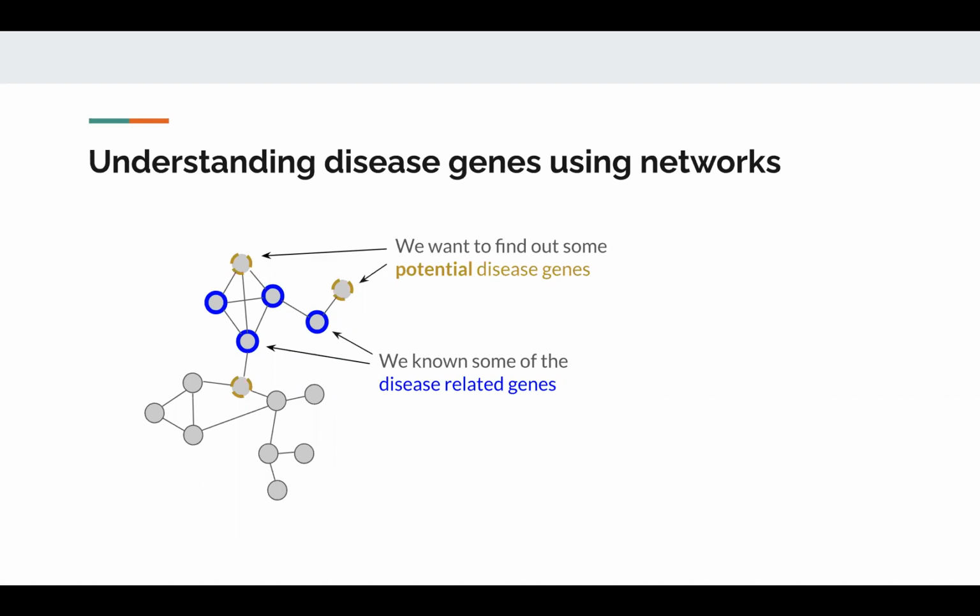And the problem of disease gene annotation is as follows. Suppose for a particular disease, we currently have some knowledge about the genes that are associated with it, colored in blue in this example. We would like to find out some other potentially related genes in the human genome for this particular disease, colored in orange in this example.